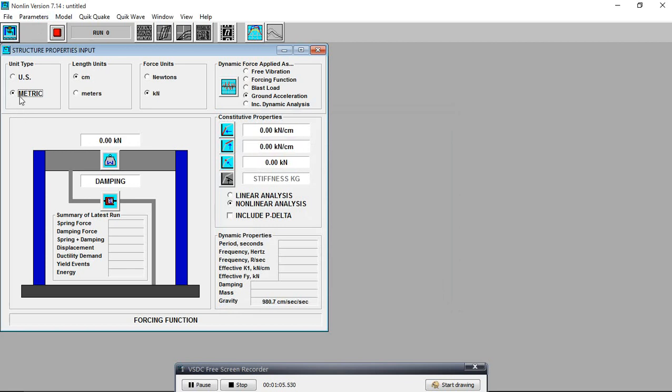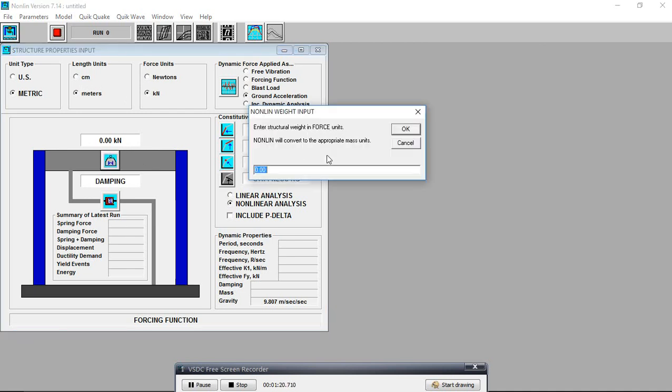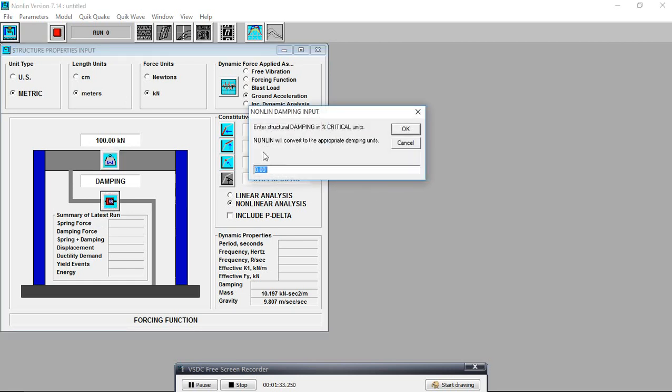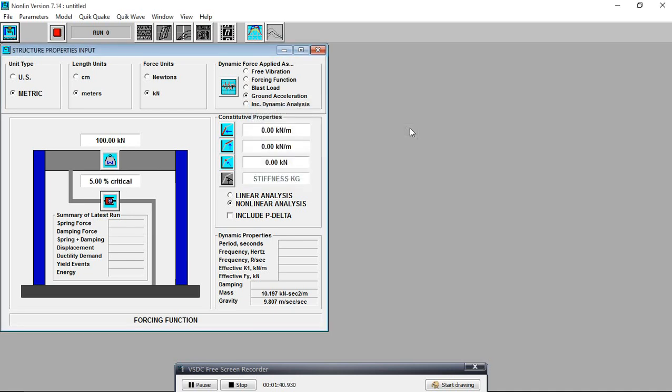Let us first change this to metric units, unit type metric, meters and kilonewton, and then dynamic force applied as ground acceleration. Then we enter the structural weight in force units, that is kilonewton. Let us say 100 kilonewton, whatever it may be. Then you have to give the damping. Enter structural damping in percentage critical units. Let us say 5%.